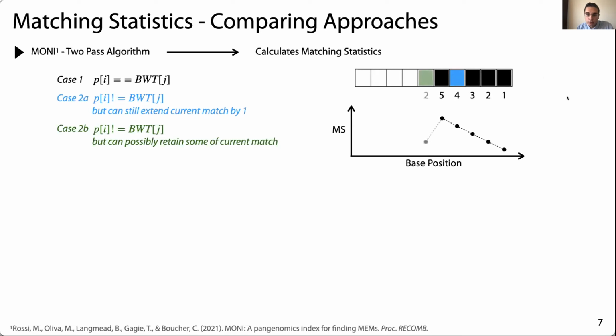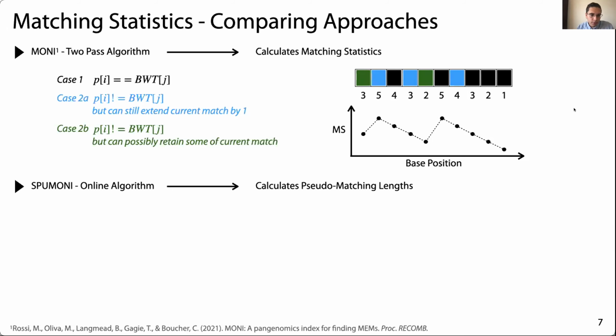Case 1. And then we hit a case 2B. So this is a case where we can't extend the current match, but we can possibly retain some of it. So that's why this value dropped down to some value less than or equal to 5. And I'll zoom through the rest of these a little faster. So we had case 2A, case 1 again, case 2A, and case 2B. So essentially what I'm showing you here is how each of these cases affects the matching statistics.